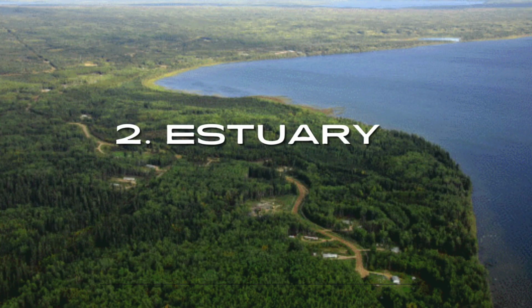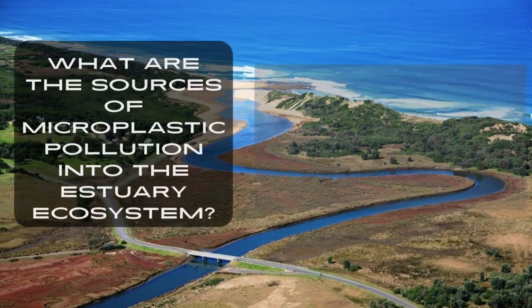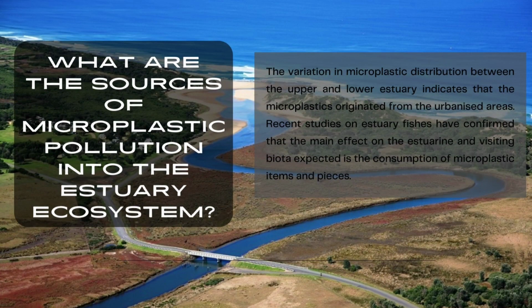The main question that pops up here is, what are the sources of microplastic pollution in the estuary ecosystem? The variation in microplastic distribution between the upper and lower estuary indicates that the microplastics originated from urbanized areas.